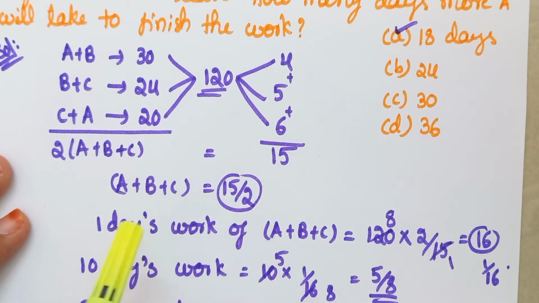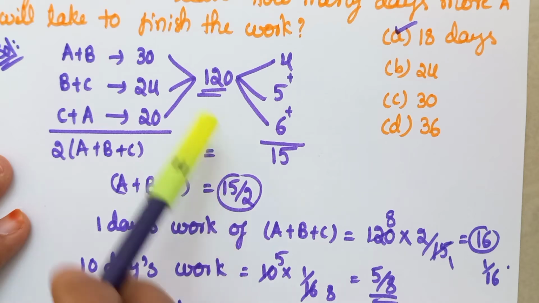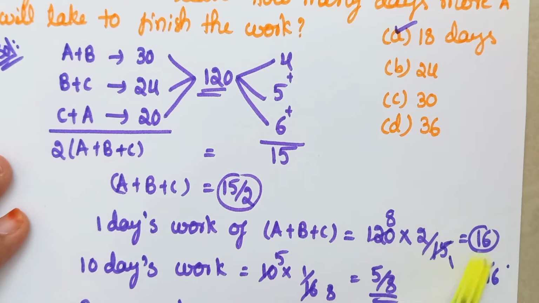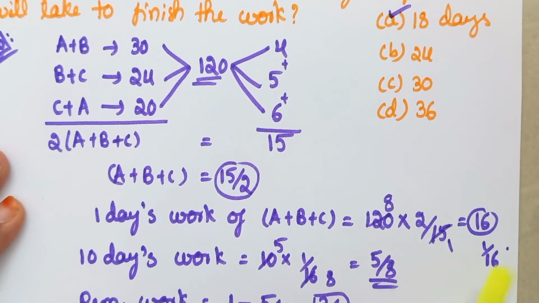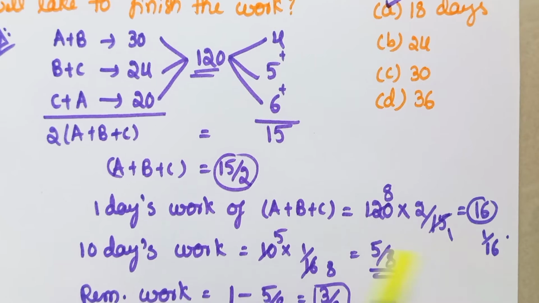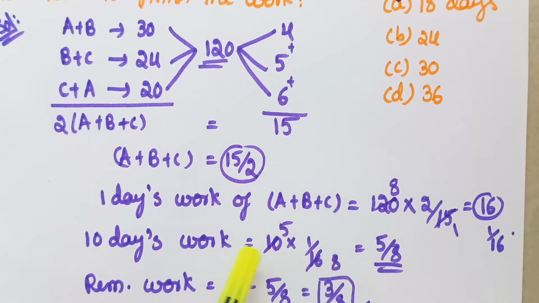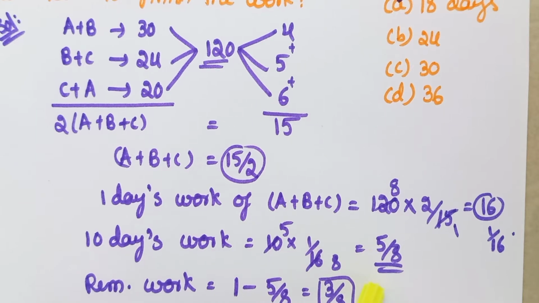So, we have to find the work done by a, b and c. We have to multiply this 120 with this ratio. So, 120 into 2 by 15, then we will get 16. So, 1 day's work means 1 by 16. This is how we got 1 by 16. Then, in order to find the 10 days' work, we have to multiply this ratio with 10 simply. So, 10 into 1 by 16 is nothing but 5 by 8.